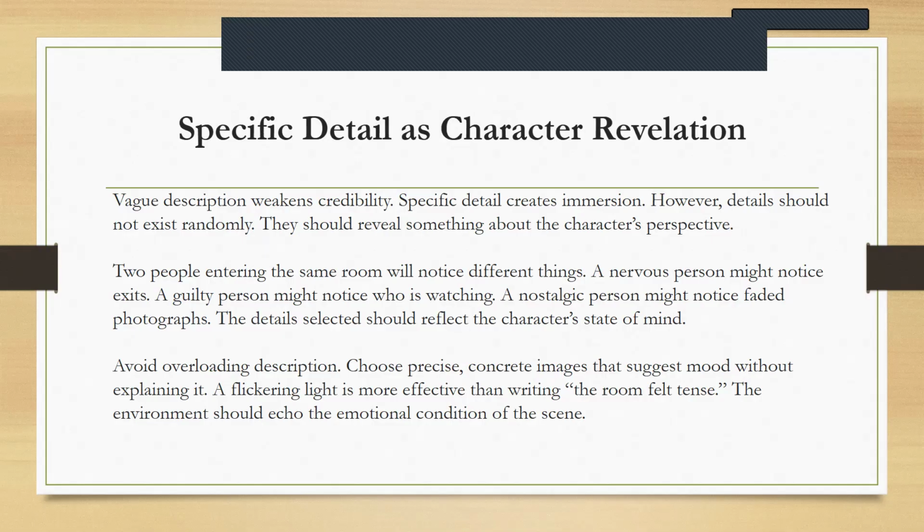A nervous person might notice exits. A guilty person might notice who is watching. A nostalgic person might notice faded photographs. The details selected should reflect the character's state of mind.